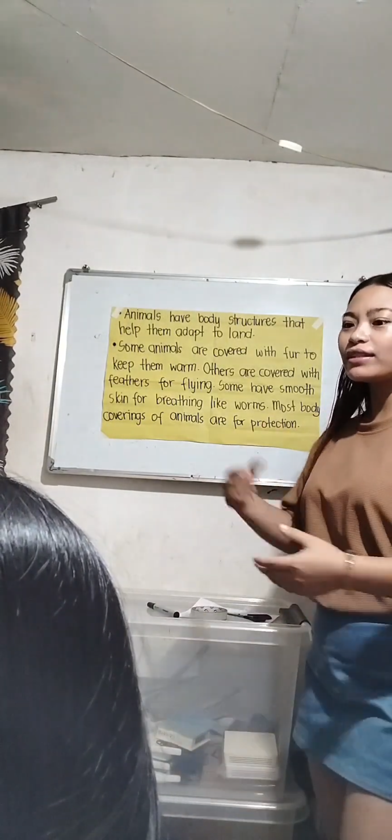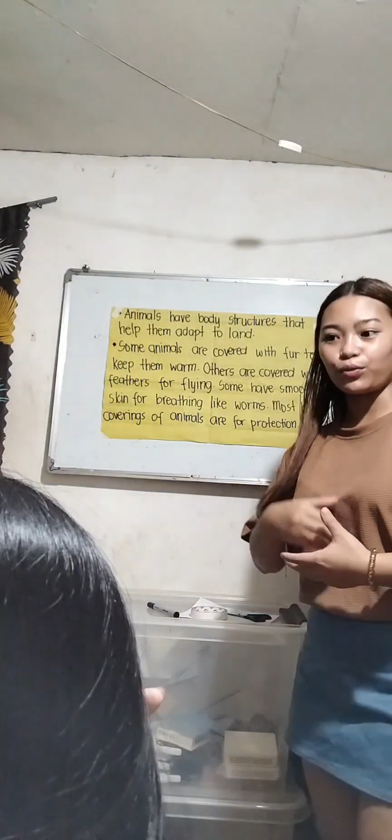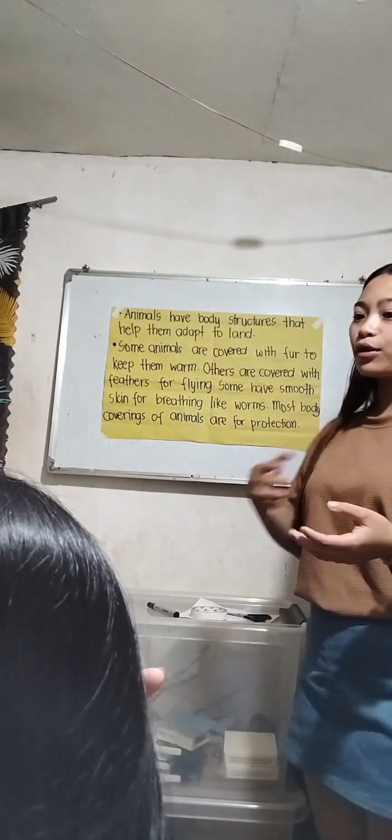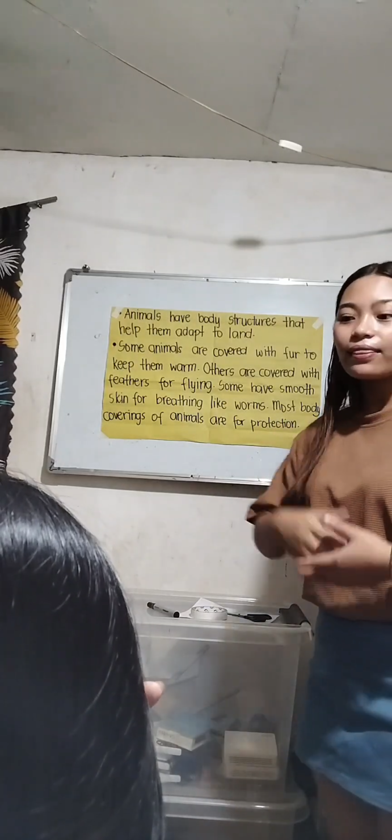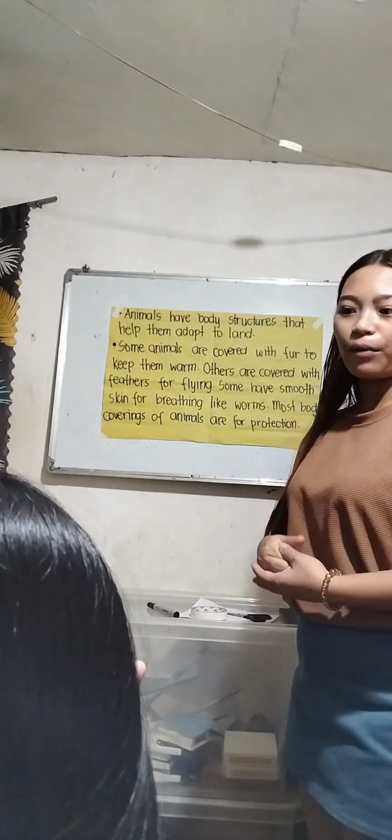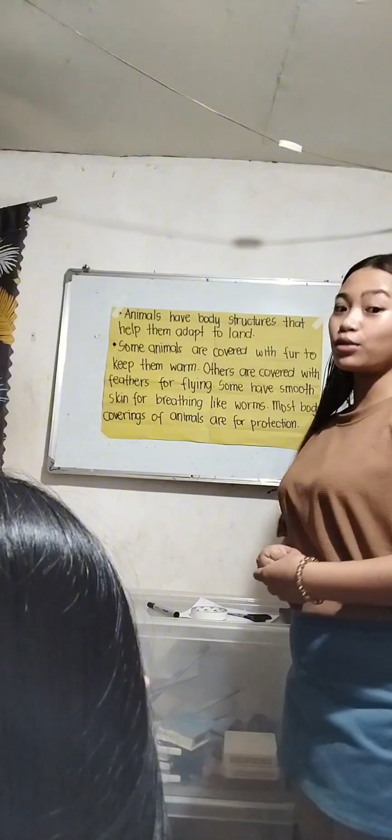So, for example, do you know what earthworms are, right? I showed it earlier. Earthworms have smooth, slimy skin that stays moist, which is vital for their breathing. If their skin dries out, they cannot breathe properly, which is why they are often found in damp soil.